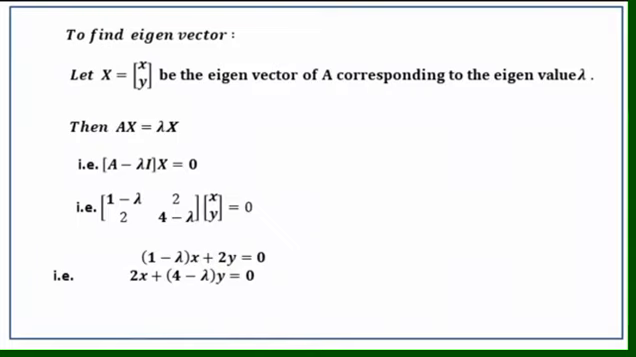So first, we have two eigenvalues, 0 and 5. First take lambda equal to 0. The first equation will be (1 minus 0)x, that is x plus 2y equal to 0. The second equation will be 2x plus 4y equal to 0. Here both the equations are the same. So x plus 2y equal to 0, or we can write x equal to minus 2y.